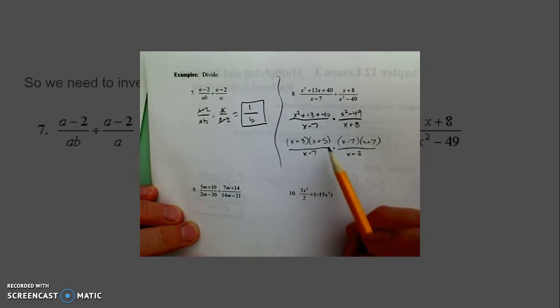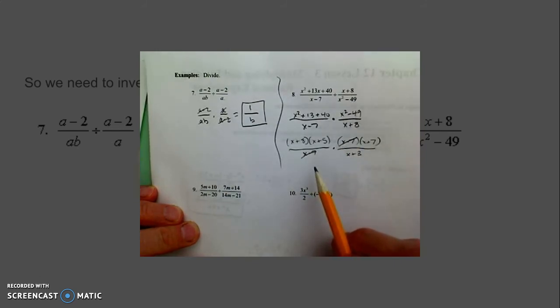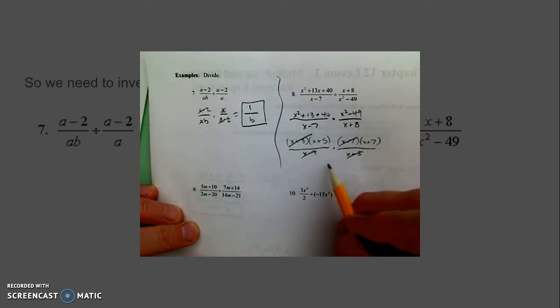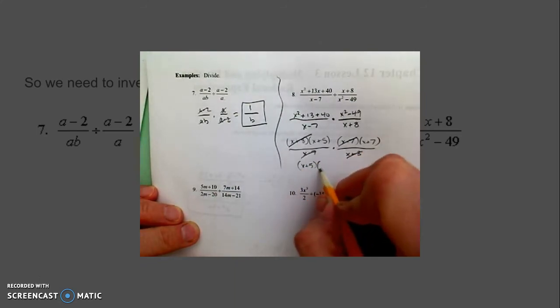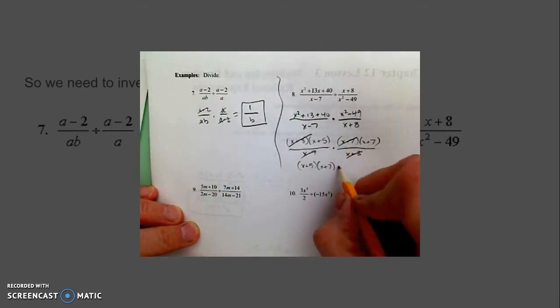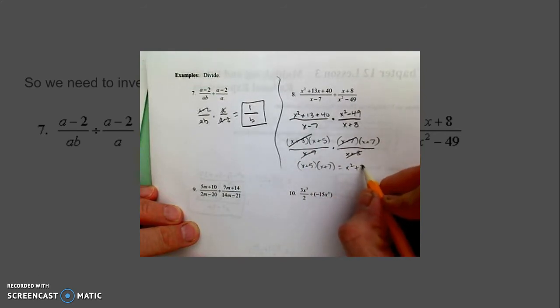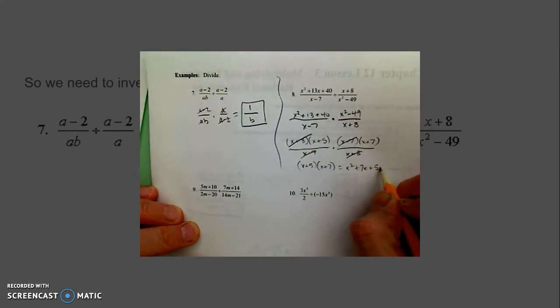So let's look for pairs of factors now. There's an x minus 7 that matches up. There's an x plus 8 that matches up. My denominator now is just 1. All the factors have been divided out. So I have x plus 5 times x plus 7. Let's multiply that out. x squared plus 7x plus 5x plus 35. So x squared plus 12x plus 35.